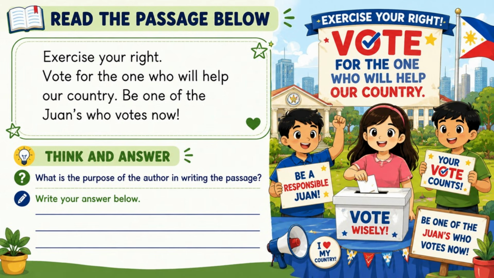Number 4. Exercise your right. Vote for the one who will help our country. Be one of the ones who votes now. What is the purpose of the author in writing the passage?